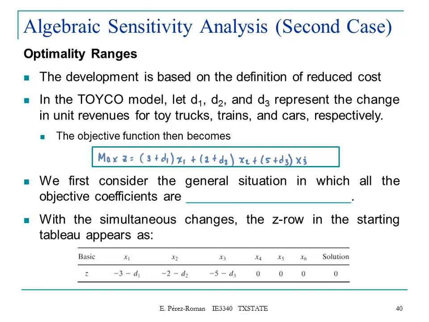So this is similar to what we did with the right-hand side. Remember, we were adding that extra coefficient to the right-hand side in our first part of the analysis. We were looking at how changes in the right-hand side affect your optimal solution. Now we are focusing on the objective function, so that's why we are adding plus D1, plus D2, plus D3 to the coefficients of the objective function.